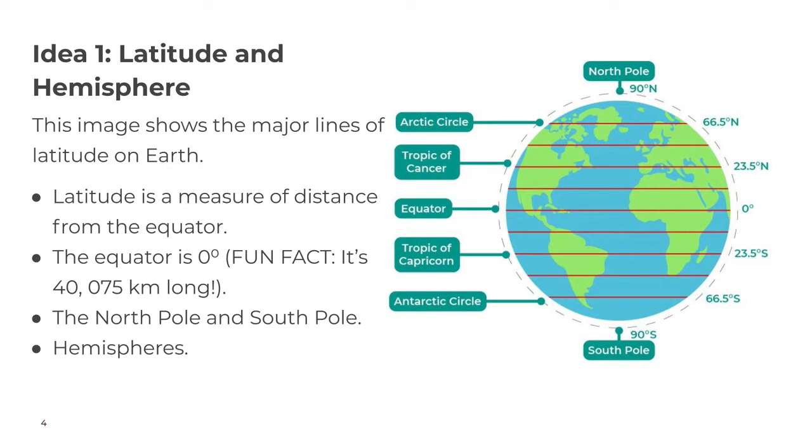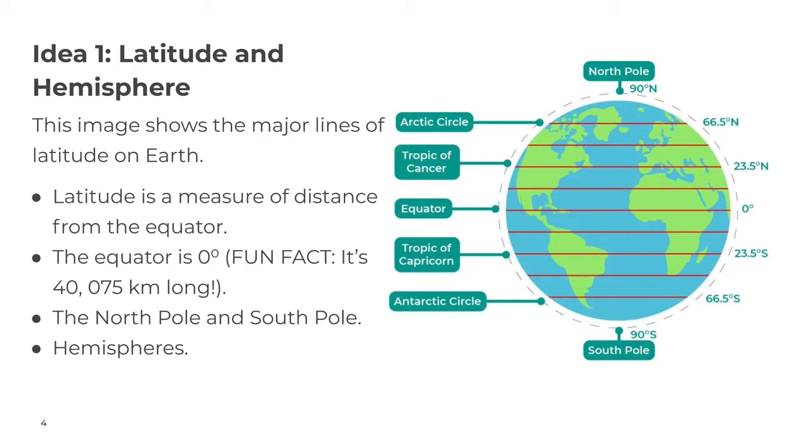So this image shows you the major lines of latitude on Earth. You may recognise some of these lines of latitude already. So latitude is a measure of distance from the equator. The equator is 0 degrees, and as you move north and as you move south away from the equator, the latitudes increase. So the equator is 0 degrees, and if we look north of the equator, the Tropic of Cancer, 23.5 degrees north, the Arctic Circle, 66.5 degrees north, and finally the North Pole is 90 degrees north.